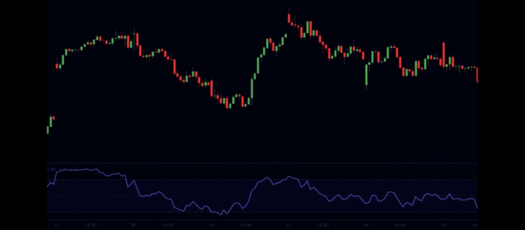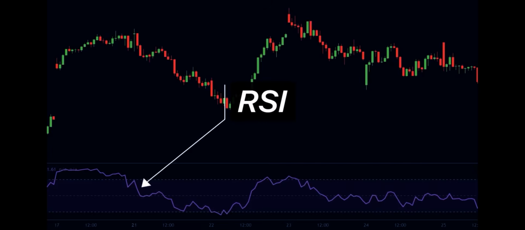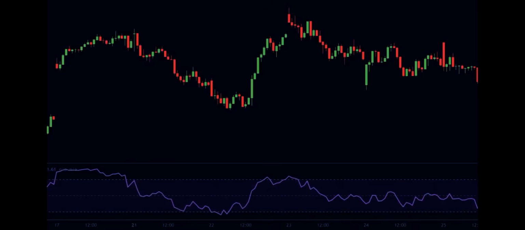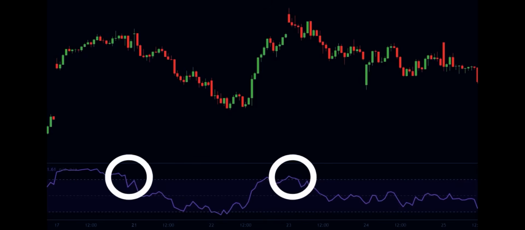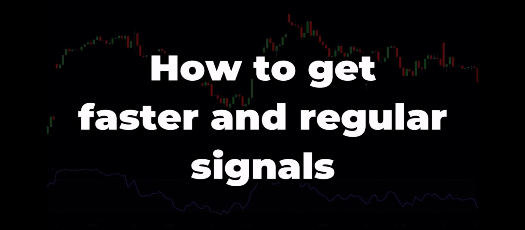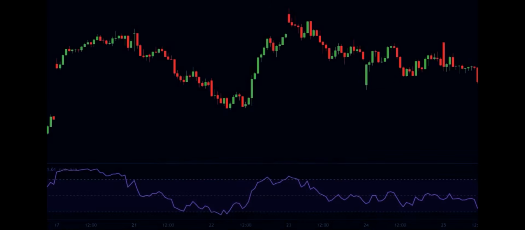In trading, knowing the overbought and oversold zones helps us immensely in identifying reversals with ease. To do so, most traders use the RSI indicator. The problem with RSI is that it is a slow indicator. If you have traded the RSI, then you will surely know that RSI signals are sometimes very late and rare. So, what should we do to get faster and regular signals?